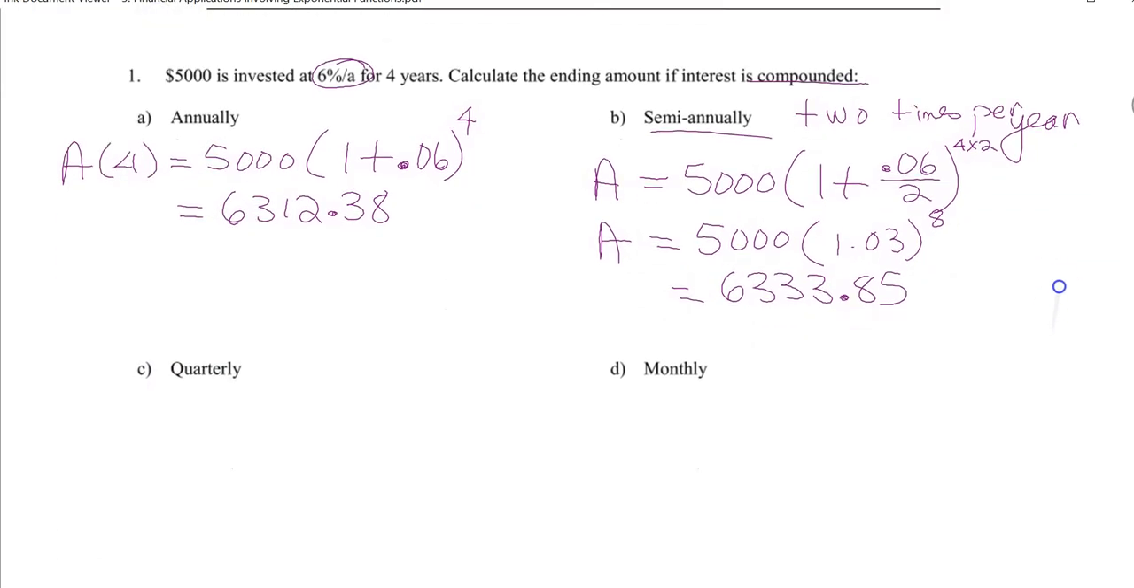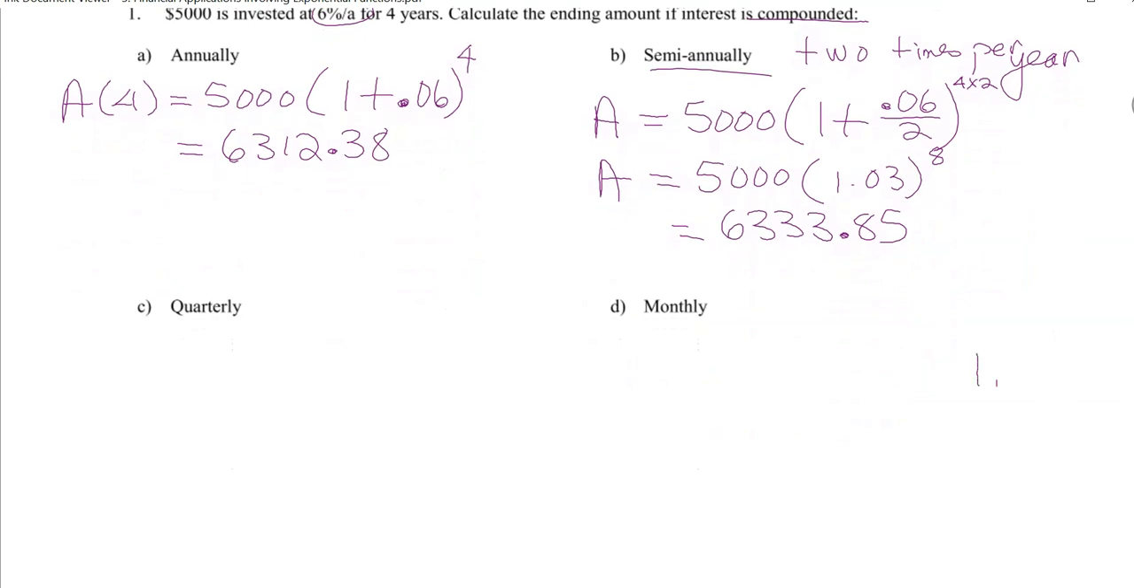How many times a year is quarterly? 4 times a year. So now the amount is equal to the principal, our $5,000, times 1 plus, okay, the interest rate is 0.06. But if you're getting interest 4 times a year, you don't get 6% each time. That'd be like 24%. You get 1/4 of the 6%. So we write 1 plus 0.06 divided by 4.